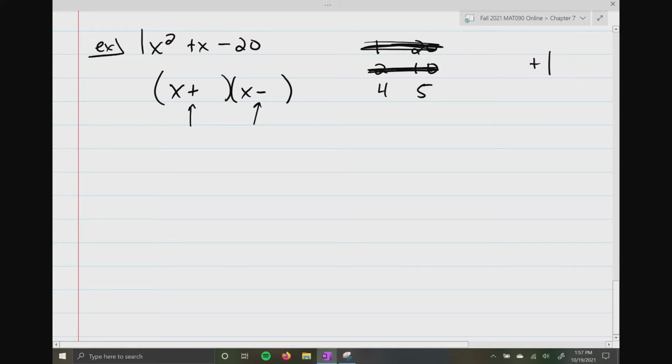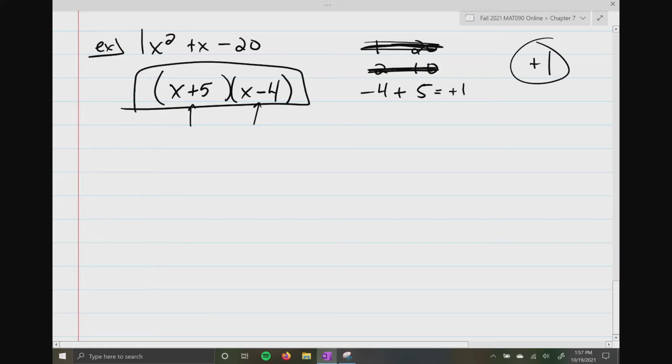Now, if you notice, since we want positive 1, the only way I can get positive 1 is -4 plus 5, which gives me positive 1. So I know the 4 is the minus, and the 5 is the positive. And there you go. There's your answer.